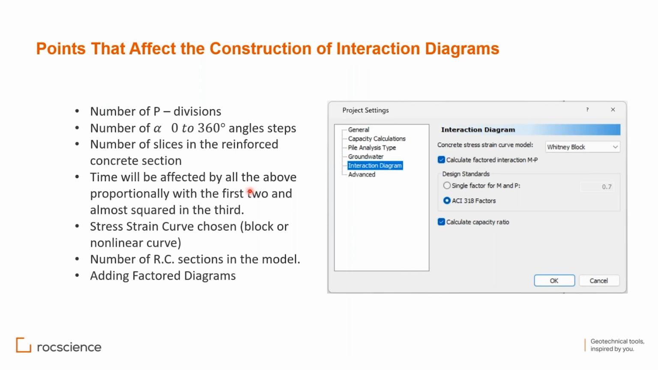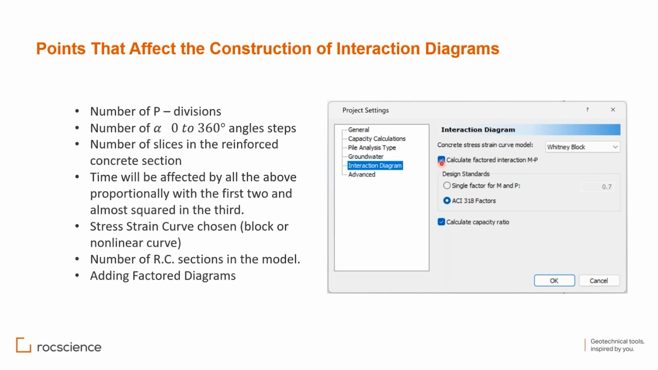Points that affect you while constructing the interaction diagram: you go to project settings in RSPile and you will find the interaction diagram tab. You press on this one, and you will see here that you need to choose what stress-strain model you're using. We now have only two, which are the Whitney block and the modified Hognestad. They are only two, but they are very important ones. They're very effective, and most of the world uses them.